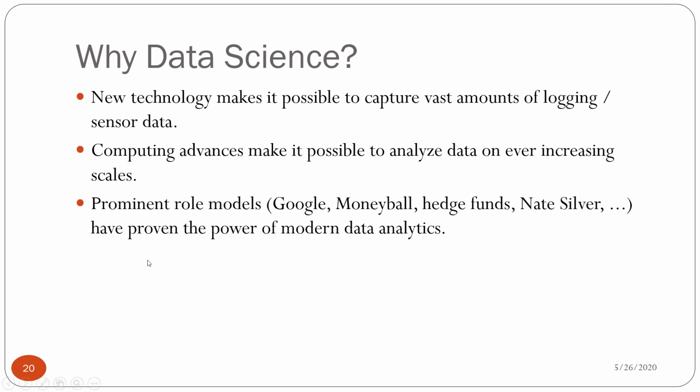And then we have some role models as well. We see different organizations around us, different companies, which have been very successful by exploiting machine learning algorithms or by doing data science. The examples could be Google and some hedge funds. And then there are some smart people like Nate Silver. If you want to read about him, you will find some interesting facts. He's a statistician who has done some interesting data analytics which made him very popular. He did some baseball score analysis, match analysis, and he also did some election-based data analysis.